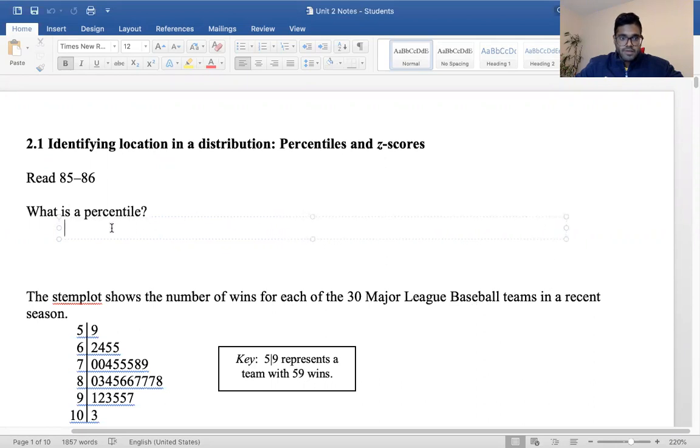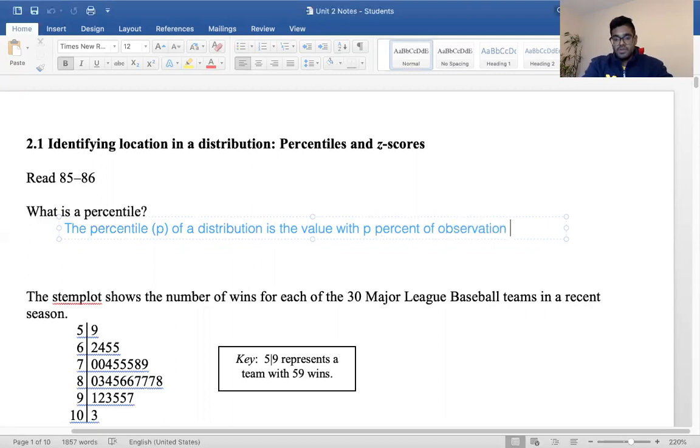First thing is, what is a percentile? The percentile, and we denote it with a P, of a distribution is the value with P percent of observations less than that specific value. So what does that mean? If you're in the 80th percentile, 80% of the observations are below you.